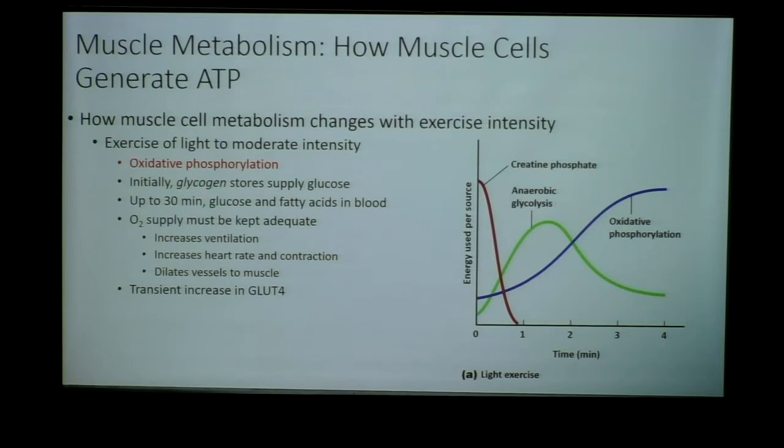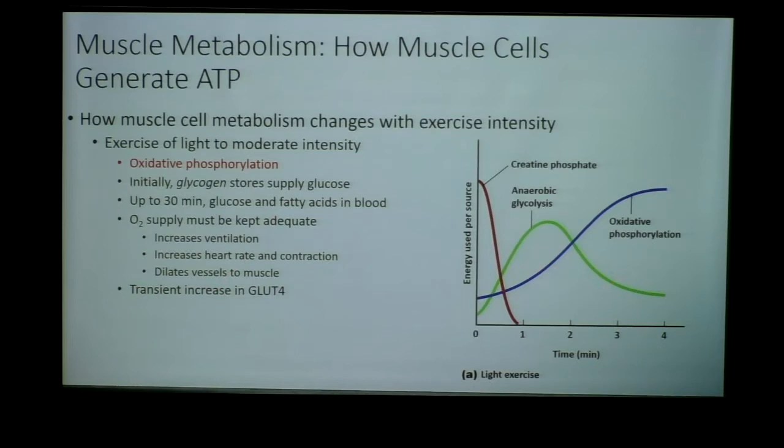Then we start to tap into glucose and some fatty acids that are in our blood. Depending on whether we're in the fed state or the fasted state, we look to the blood for these other important sources of energy, if there's any circulating glucose or fatty acids, before we really get into oxidative phosphorylation. Now, if you consistently continue that light intensity exercise, we switch over to this more permanent source of energy, which is oxidative phosphorylation.